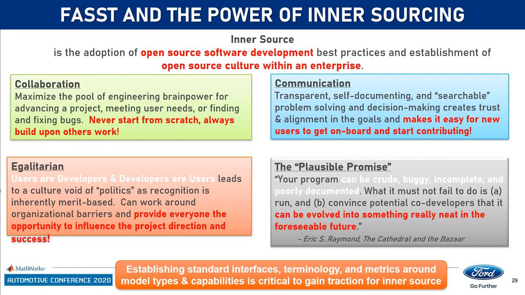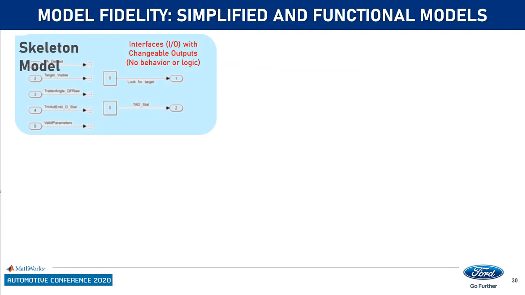Our plausible promise with FAST started with the month to minutes system simulation generation, and today is shifting to continuous evolution of the types of models we use and what simulations these types of models are most useful for. This brings me to model fidelity. There are many types of simplified models, and I'm going to talk about a few today that cover a majority of our use cases. The first and simplest type we call the skeleton model.